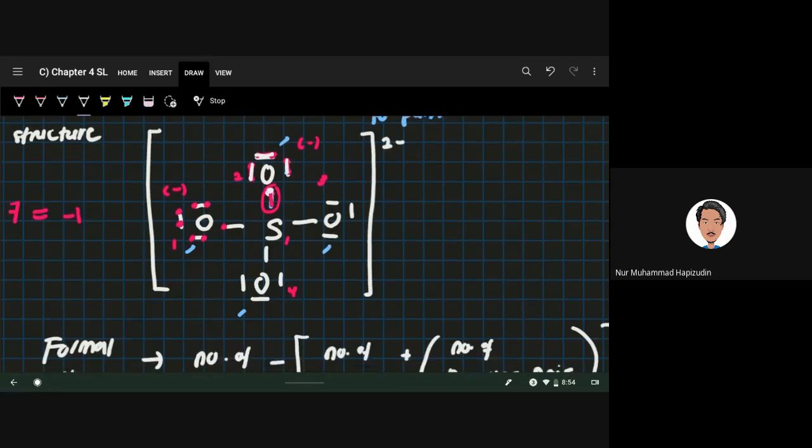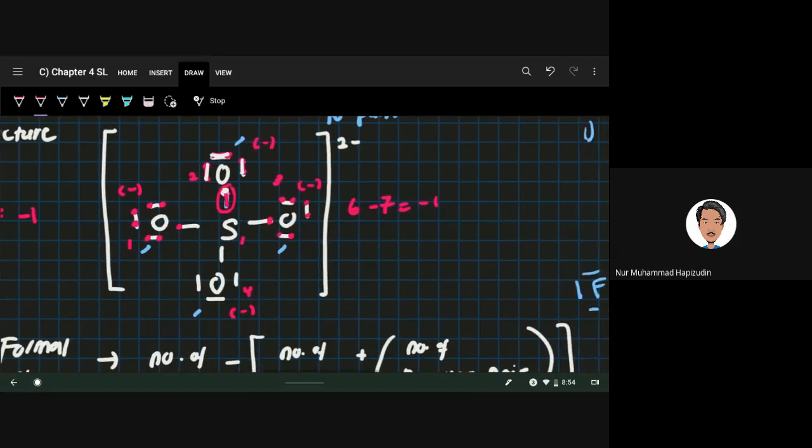So, lagi sekali saya ulang dekat oxygen 3. Oxygen 3, 6 minus, 6 tu is valence electron. Standard valence electron for oxygen. Minus lone pair. 1, 2, 3, 4, 5, 6. Plus dengan bonding pair divide by 2 kan? 6, 7. Okay. Negative 1. So, the charge also negative 1. So, nombor 4 pun sebenarnya samalah akan dapat negative 1.